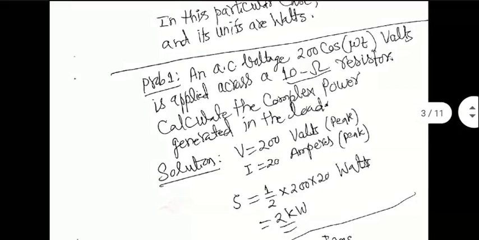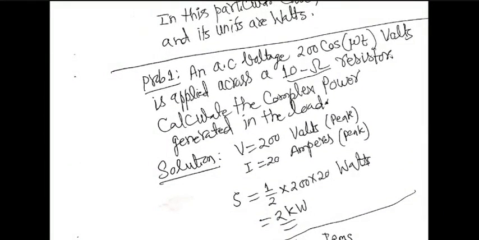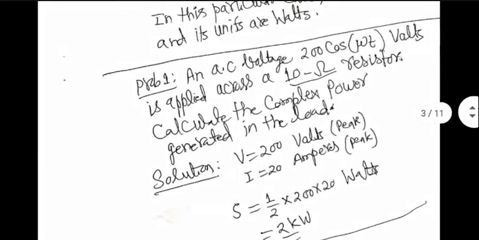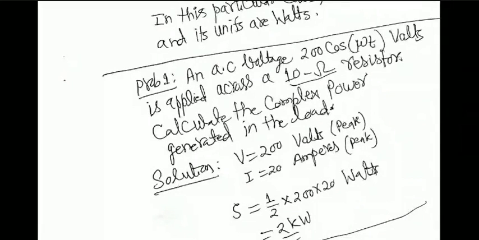Now, one numerical example on this. An AC voltage of 200 cos omega t volts is applied across a 10 ohm resistor. Calculate the complex power generated in the load. There is no phase shift in the voltage. It's 0-degree phase shift. So the phasor will be 200 volts, e to the power j0 is understood, which means 1 anyway. Current would be V divided by R. R is 10 ohm, so current will be 20 e to the power j0 amperes.